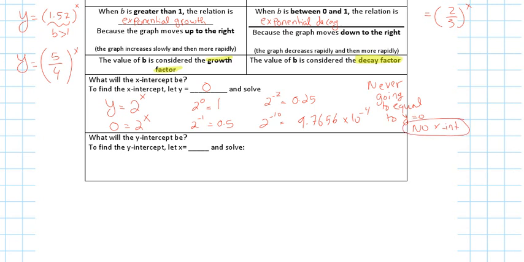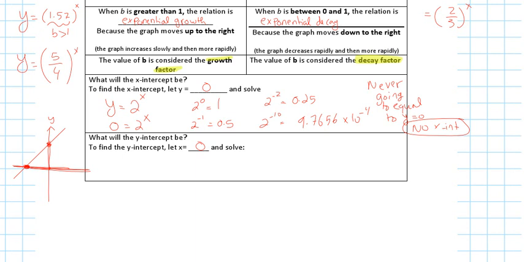How about for the y-intercept? What do I plug in for x? 0. If your graph is intersecting the y, that means the x value is 0. If you're intersecting the x, that means your y value is 0. That's always the case. No matter what kind of function you have, if you're intersecting the x, y is 0. If you're intersecting the y, x is 0.